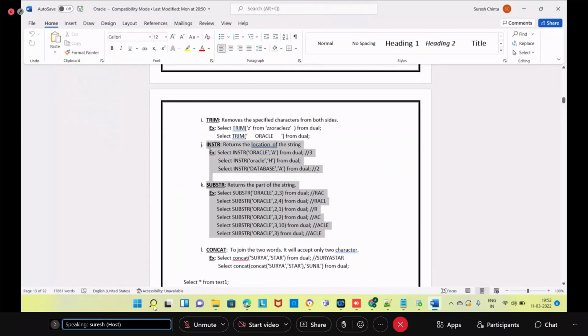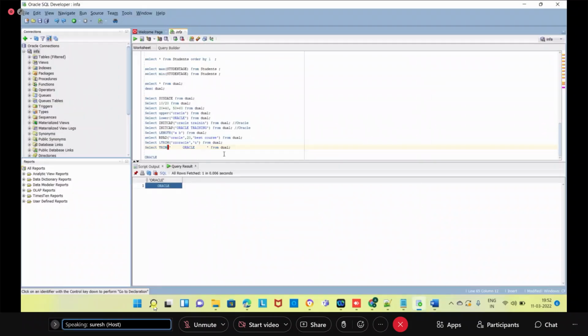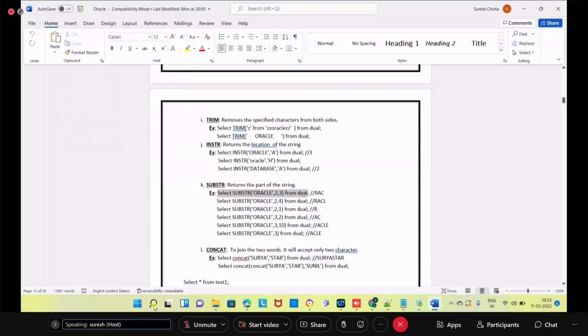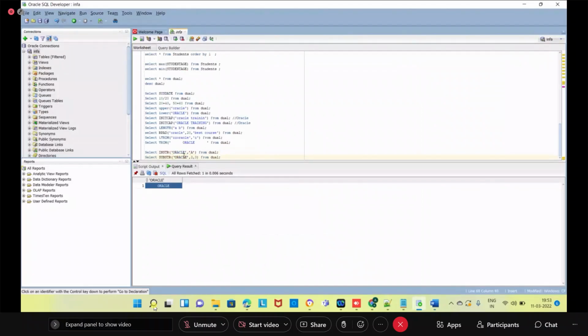Okay, yeah. So next, these two are very important. I'll be working on those: substring and instring. Okay, substring. Let me discuss instring first.